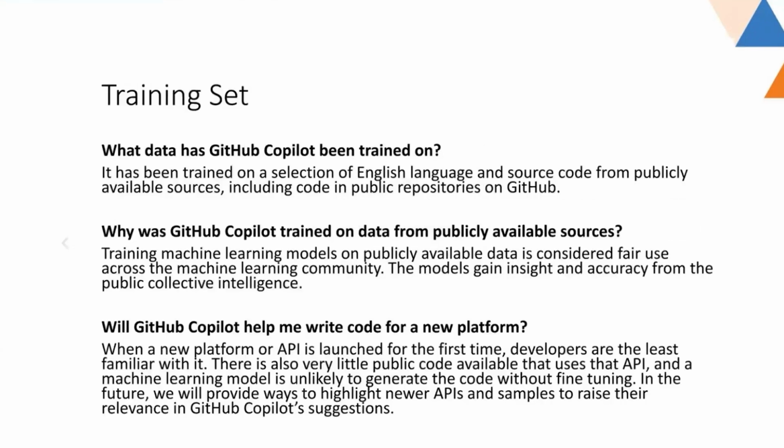Now let's look at the training set which was used by GitHub Copilot. As I mentioned earlier, it was mainly trained on the English language and on source code openly available on GitHub, which is owned by Microsoft. Why was it trained on data from publicly available sources? Because when we are working with machine learning models, it is considered fair use if you use data from the open source community. That's why we are using it from GitHub. There are other communities like kaggle.com, which also provide data sets if you want to work with machine learning. That is also open source.